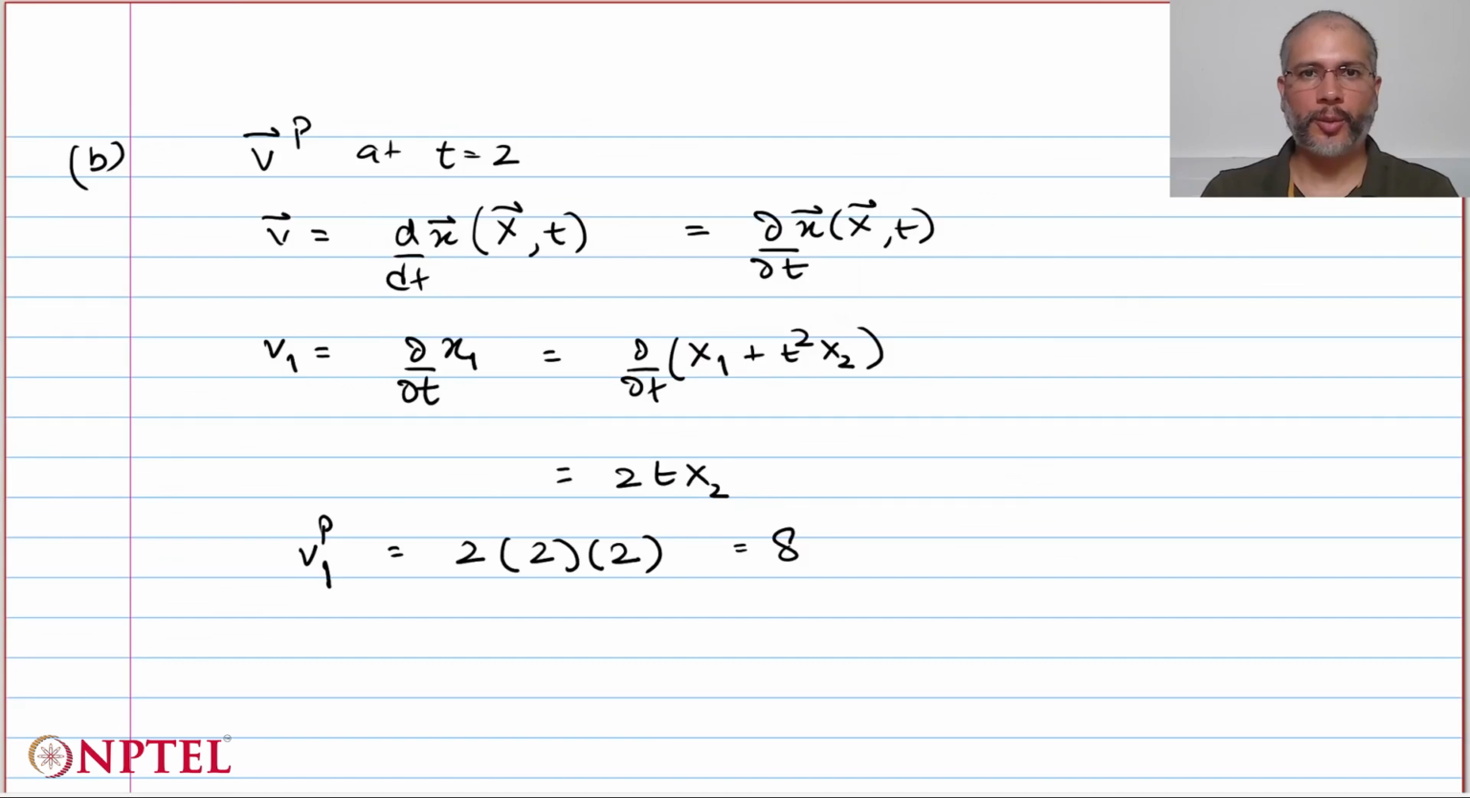And I'll let you do it yourself, and you will find the velocity vector for point P will be the vector 8, 4, 0. And similarly, the acceleration for point P, which is partial by partial t of the velocity written as a function of capital X and t, will come out to be 4, 2, 0. So this completes the problem.